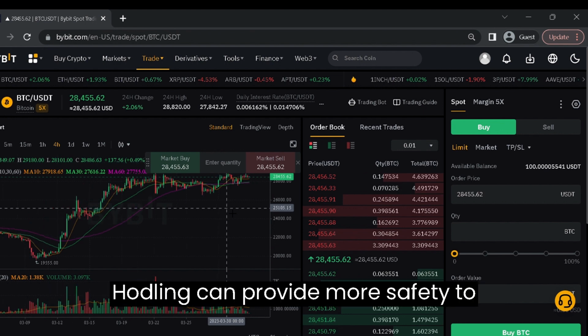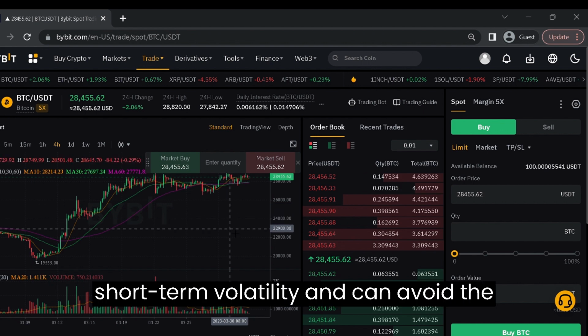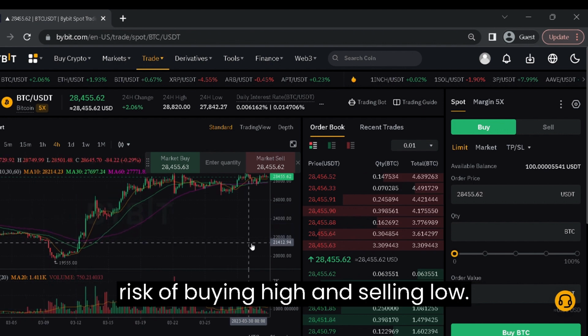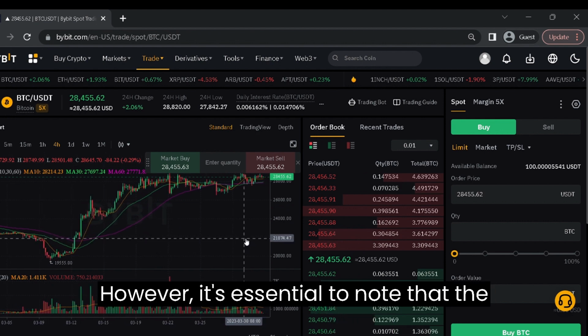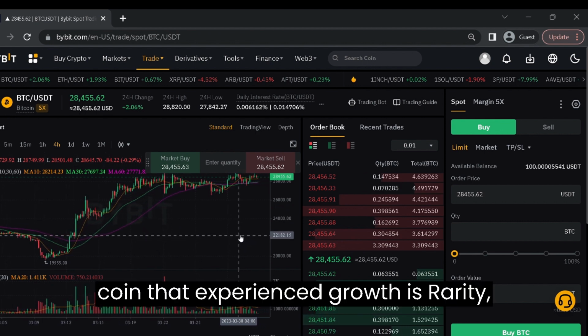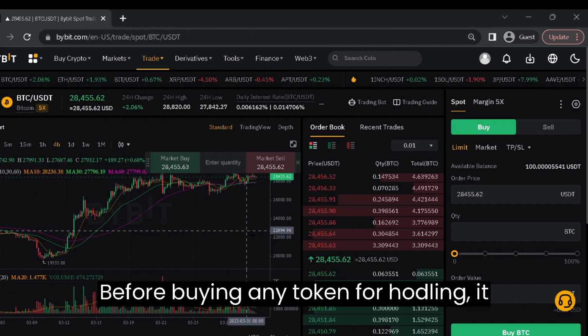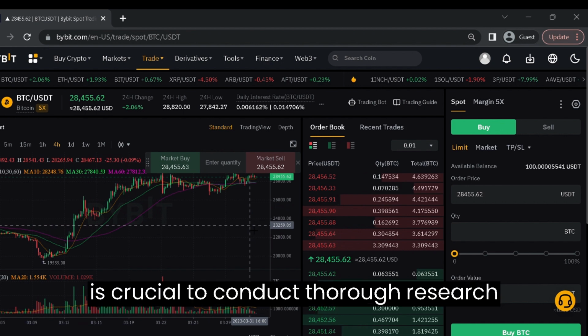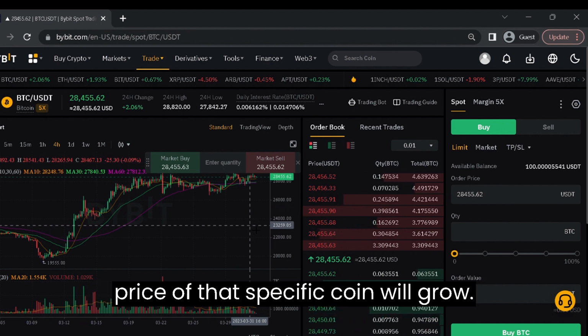HODLing can provide more safety to investors, as they are not exposed to short-term volatility and can avoid the risk of buying high and selling low. However, it's essential to note that coins that experience growth are a rarity, while falls are more frequent. Before buying any token for HODLing, it is crucial to conduct thorough research and have a clear answer as to why the price of that specific coin will grow.